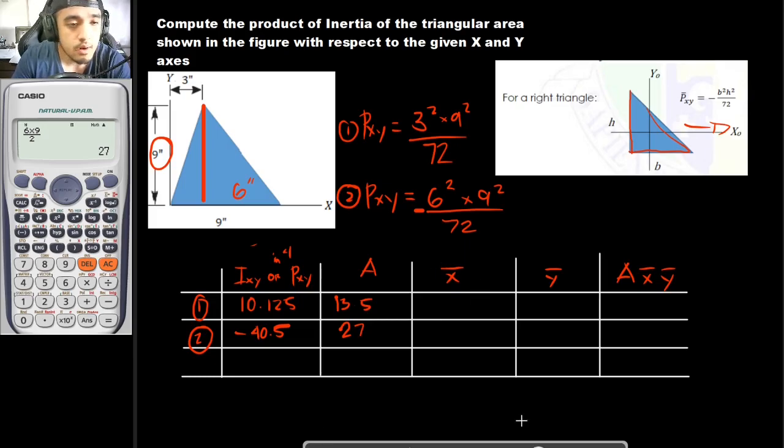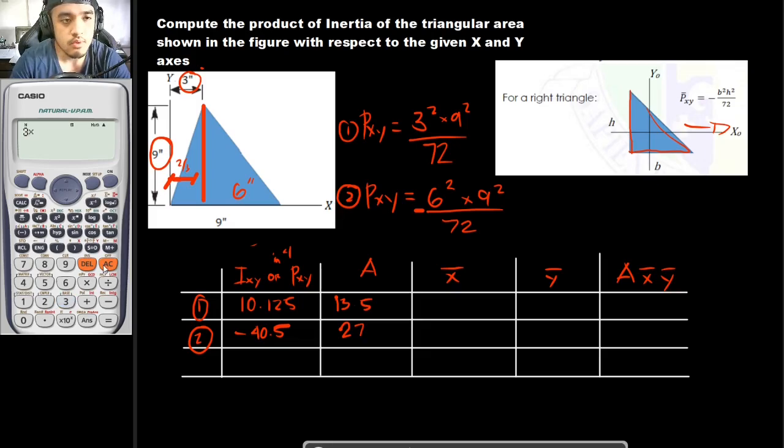And how about for our x-bar? For our x-bar, it would be this distance right here, from this axis up until the centroid of the triangle that you're analyzing. And this distance is equal to 2/3 of the base. So 2/3 of 3, so 3 times 2 over 3, would be equal to 2.